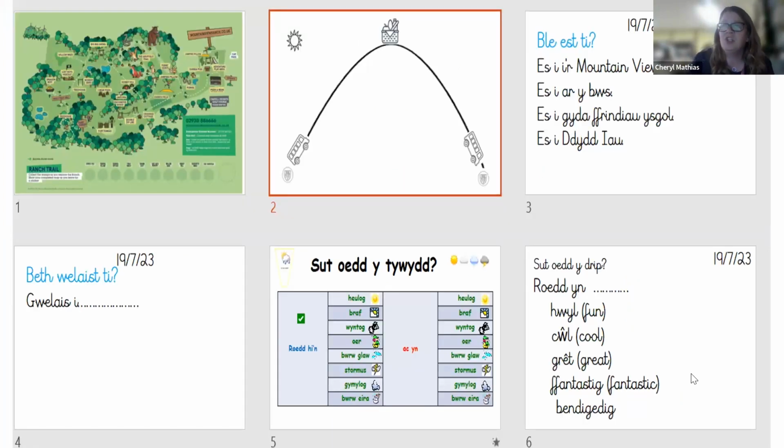This one we did following a school trip to Mountain View Ranch, Caerphilly. So we tried to do a kind of Pie Corbett story map from it. We had the map, started off with our story mountain using the patterns, and then some of the kinds of examples that they might give.